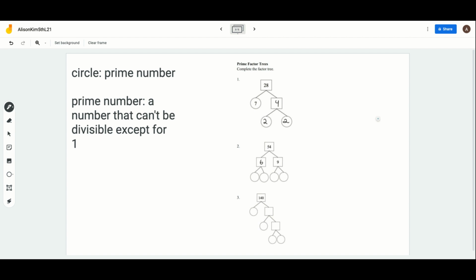So we're going to go on to 3. And we know that 3 times 3 equals 9, so we're going to put 3 and 3. Once again, 3 can't be divided by any number other than 3 and 1. So that's why it's in a circle, which is a prime number. And as for 6, 6 times 1 does equal 6, but 2 times 3 is a better answer because both 2 and 3 are prime numbers, and they can't be divided anymore.